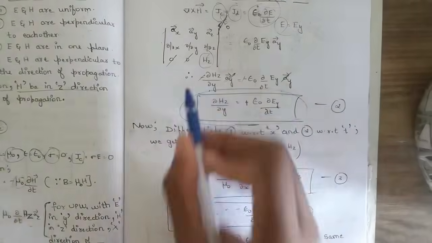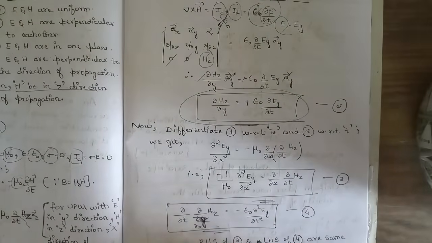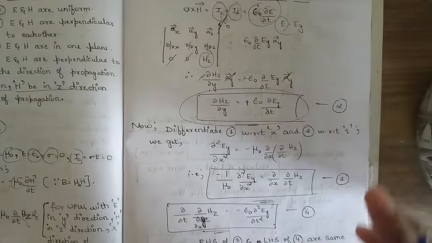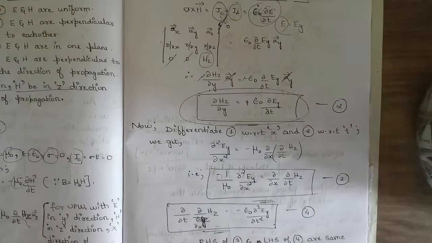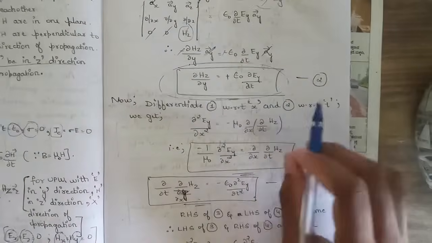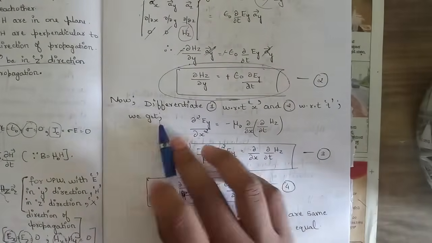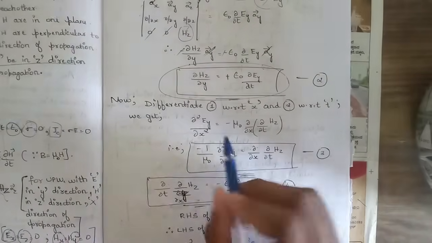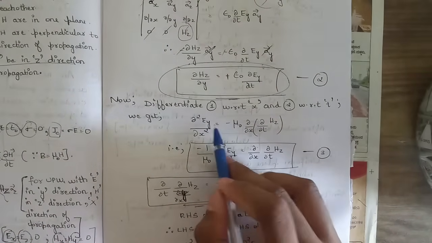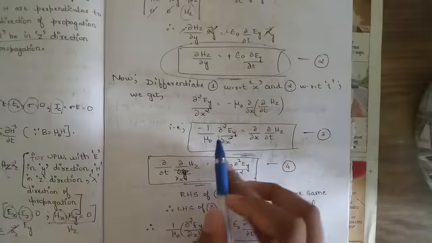Okay, so this equation we have got from Maxwell's equation from Ampere's law, but similarly equation 1 we have got from Maxwell's equation with respect to free space by using Faraday's law. So name those equations as equation 1 and equation 2. Then differentiate equation 1 with respect to x and equation 2 with respect to t. What we would be getting if we differentiate equation 1 with respect to x is dou square Ey by dou x square is equal to minus mu naught dou by dou x of dou by dou t of Hz.